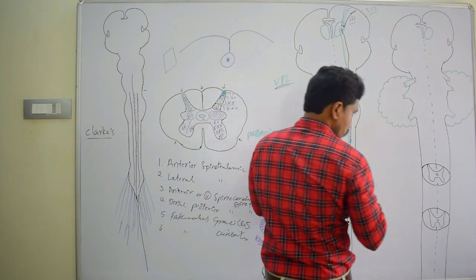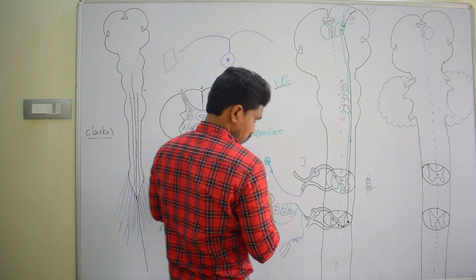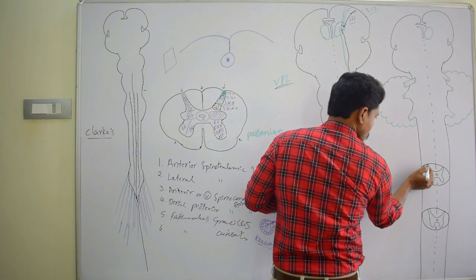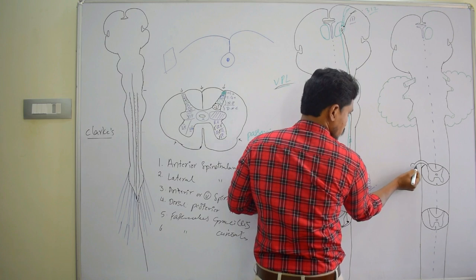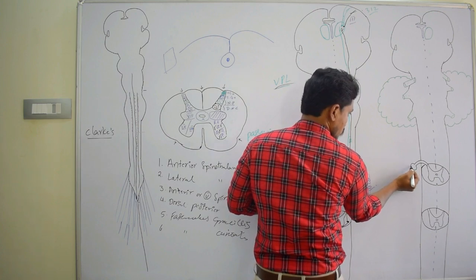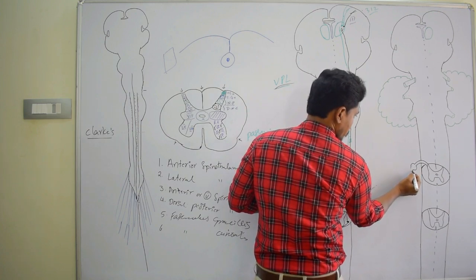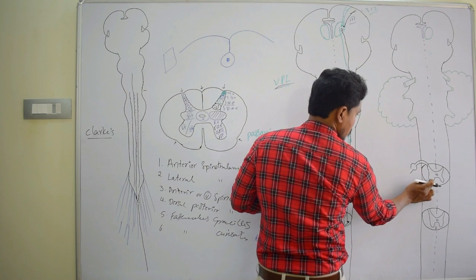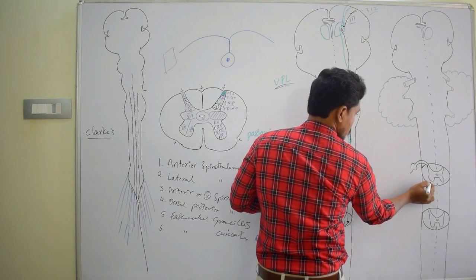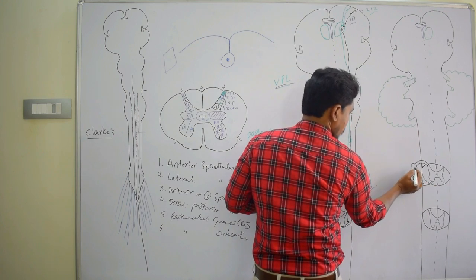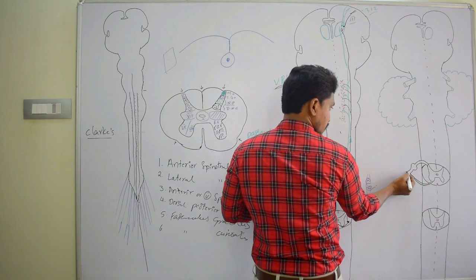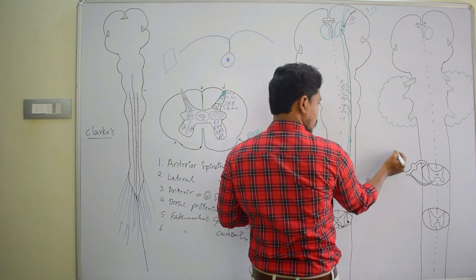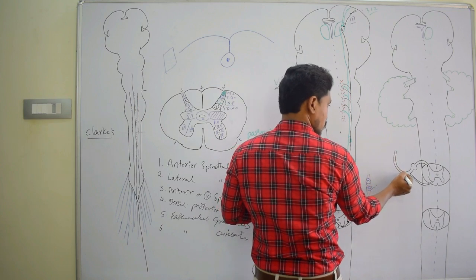So here we have to draw the same structure again. What is that? Dorsal root, and it shows an elevation here. This elevation we call the dorsal root ganglion. Then here is the anterior root. Both the anterior root and posterior root are united and form the spinal nerve. Then it will be divided into the posterior primary rami and anterior primary rami.